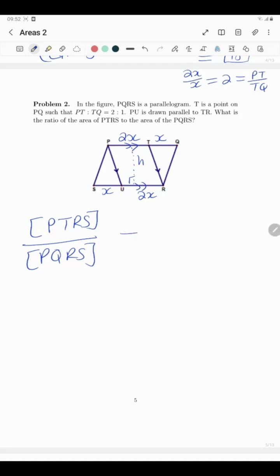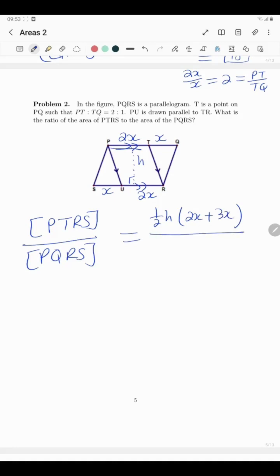Okay, so PTRS is a trapezium. And do we have a formula for the area of a trapezium? Yes, remember that was theorem 2. Scroll back to the start of the lesson. So PTRS is a trapezium, so we can use the formula for the area of a trapezium. So it's a half h adding up the two parallel sides. So the one parallel side is PT, which is 2x, and the other parallel side is SR, which is 3x.